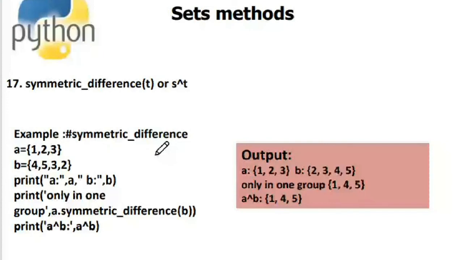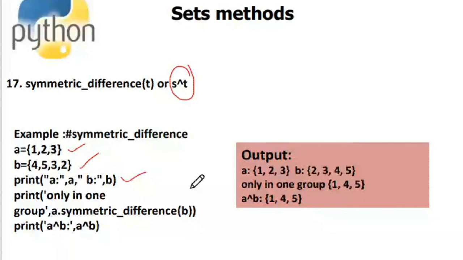Here A is equal to 1, 2, 3, and these are the two sets. I printed A and B. There won't be any modifications here. In the update methods, there will be modifications. If there is an update in the method, then only the resultant is assigned to the first set.